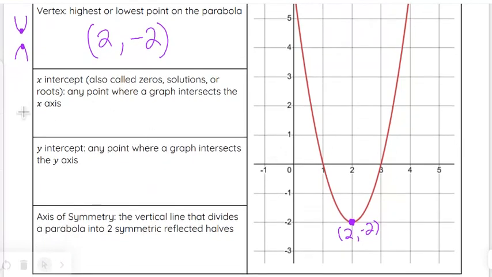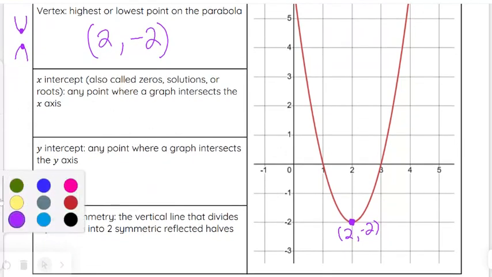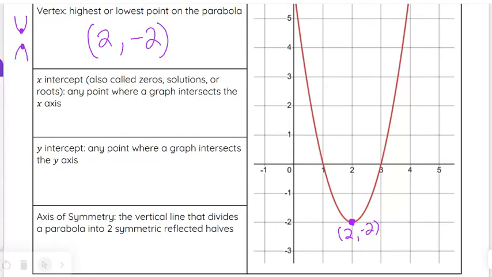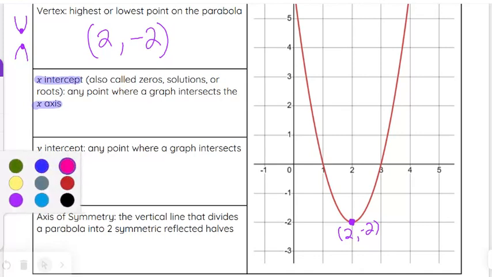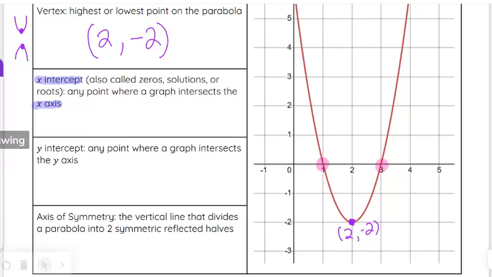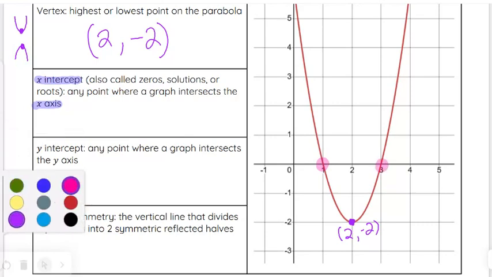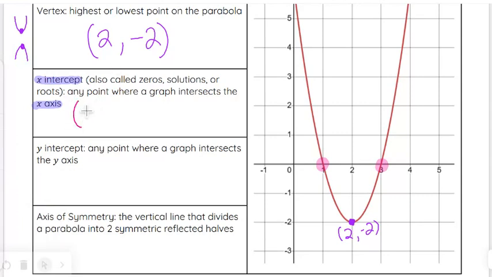Then we look at our x-intercept, and remember, our x-intercept could actually be multiple, and we'll talk about that in a minute, but the x-intercept is going to be any point where it crosses the x-axis. That's going to be your x-intercept. For this one, we see this point right here and this point right here are both places where the parabola crosses the x-axis, and so those as ordered pairs would be (1, 0) and (3, 0). So those are our two x-intercepts on this graph.